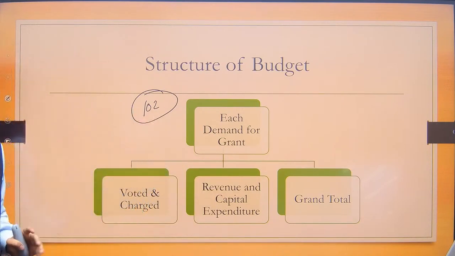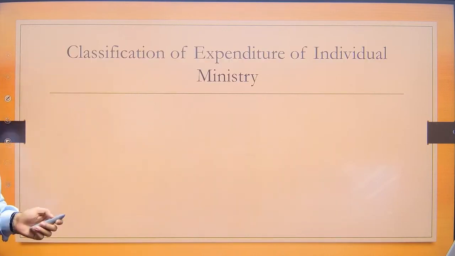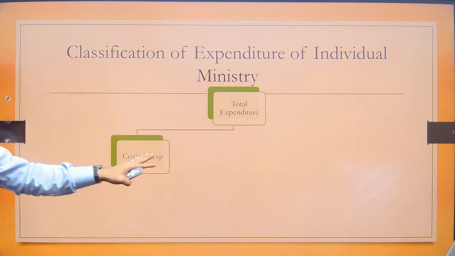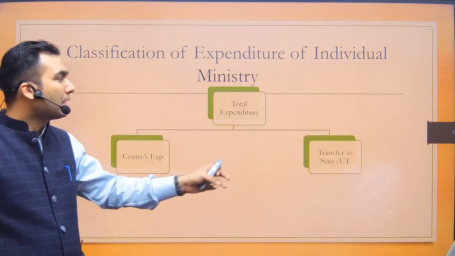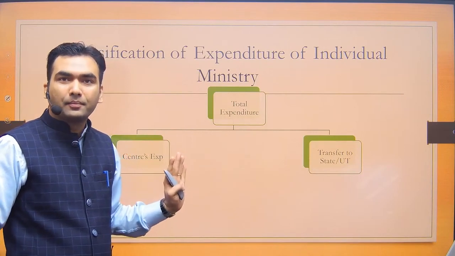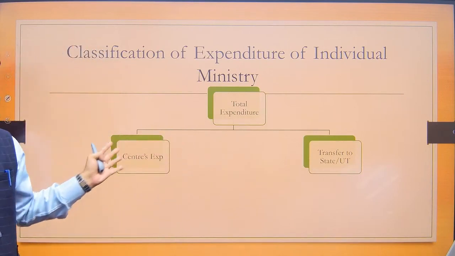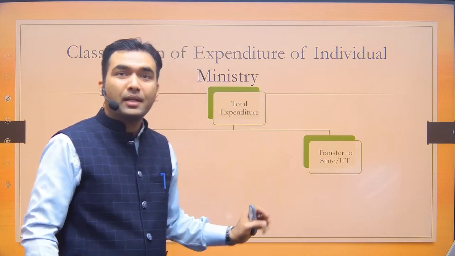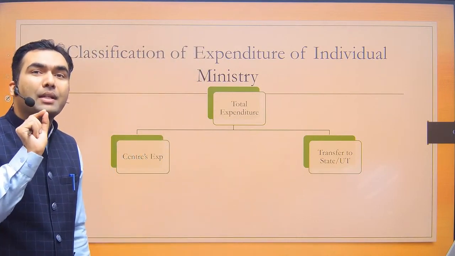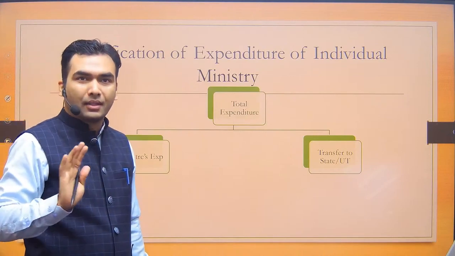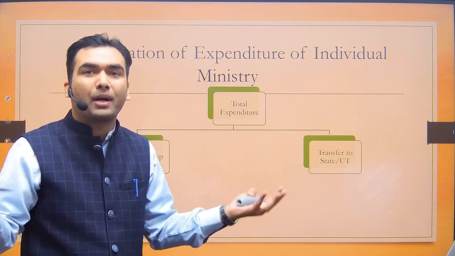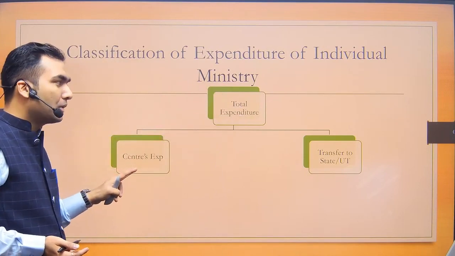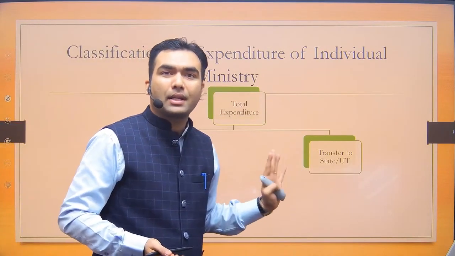This is how the whole budget is categorized. Now, if we look ministry wise, for any ministry there is the total expenditure. This total expenditure would be either central government expenditure, or some money would be transferred to a state or union territory. These are the two possibilities. Either the central government spends it on its own, or it spends through some state or union territory. And one more thing, all the central government expenditure would be part of the expenditure of some ministry. It cannot happen that expenditure is happening which is not part of any ministry. So all expenditure would fall in the expenditure of some ministry, and the ministry can do it either on its own or by transferring it to the state or union territory.